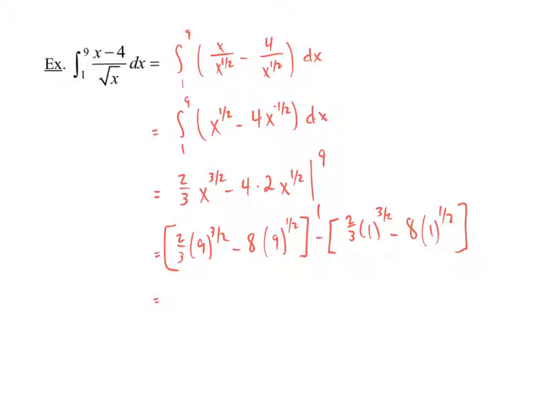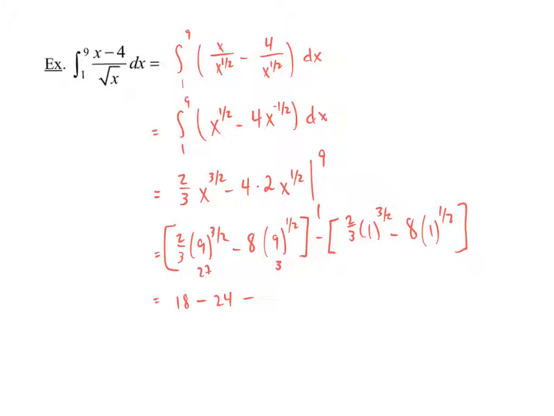Okay, continuing to evaluate here. 2/3 times 9 to the 3 halves. Remember that 9 to the 3 halves is easier if you square root 9 and then cube it. So square root of 9 is 3. Cubed is 27. So this number right here will be a 27. Multiplied by 2/3 will give me 18. Minus 8 times 9 to the 1/2. So remember 9 to the 1/2 is 3. So 8 times 3 will give me 24.